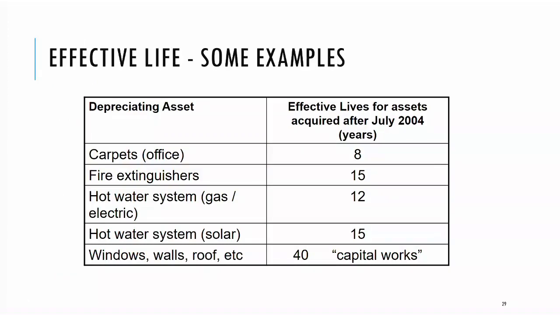All right, effective life. We talk about the depreciation rate, which depends on the effective life. Carpet, normally we consider as 8 years effective life. Fire extinguishers, 15 years. Hot water system, 12 years. Solar panel, 15 years. Windows, walls, roof, which means capital works, structural work has a 40-year effective life.